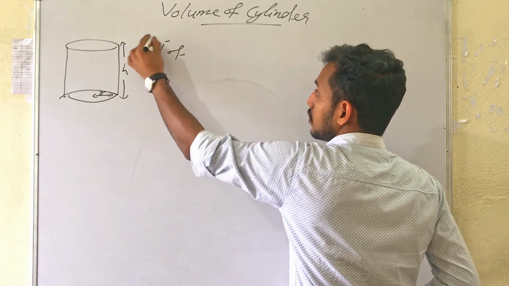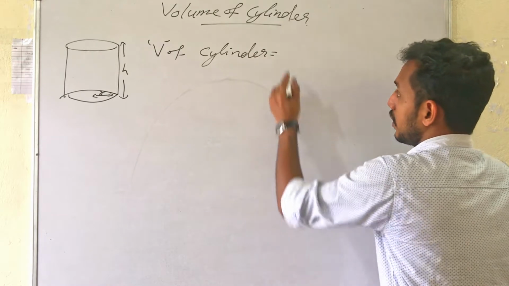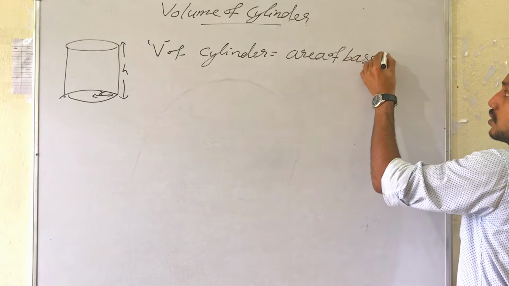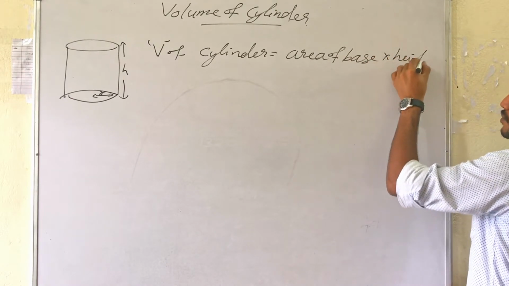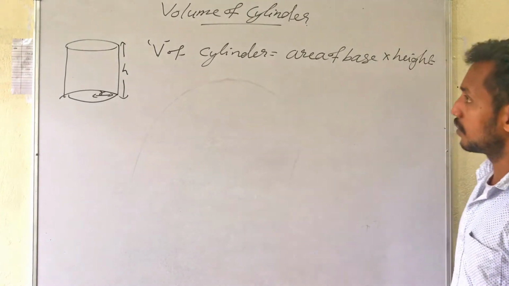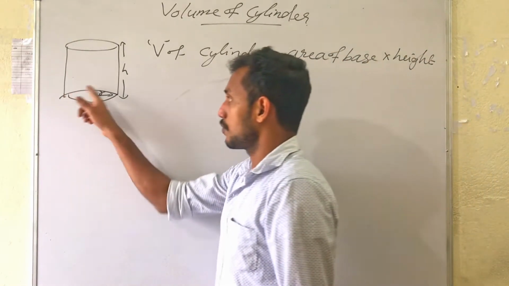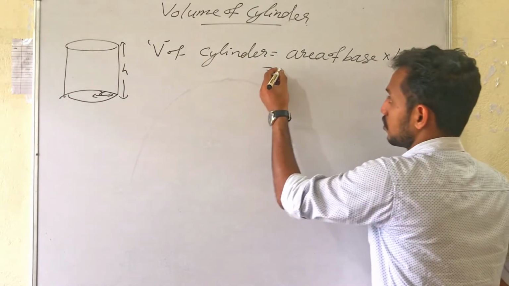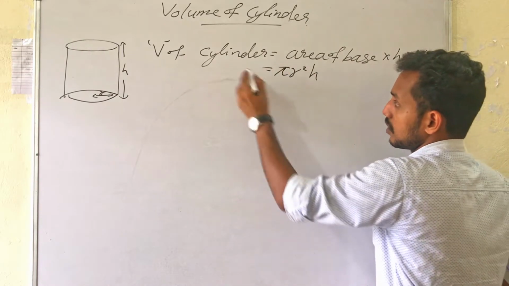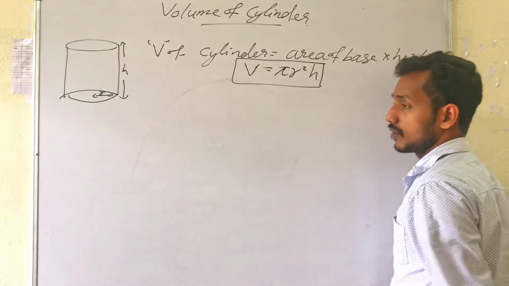Volume of cylinder is equal to area of base into height. Similarly, what we have done in case of finding the volume of a cuboid: area of base into height. What is the area of base? Base is in the form of a circle, so the area of circle is equal to pi r square, into height h. So this is the formula to calculate the volume of a right circular cylinder.